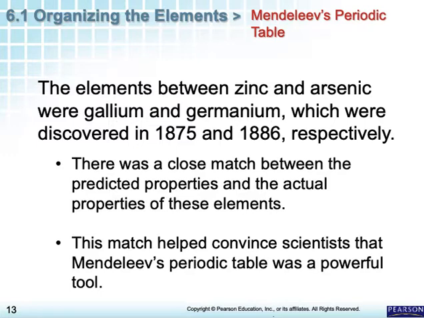The elements between zinc and arsenic were gallium and germanium, and they were discovered in 1875 and 1876. Nope, you don't need to know those dates either. And these were a close match between the predicted properties and the actual properties for those elements. And this match helped convince scientists that Mendeleev's periodic table was a powerful tool.